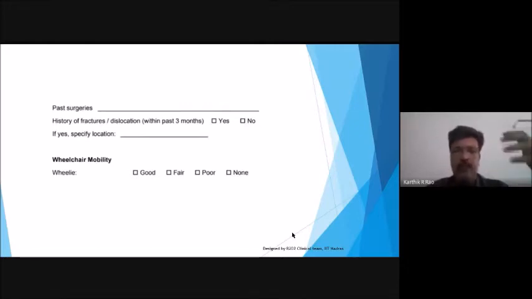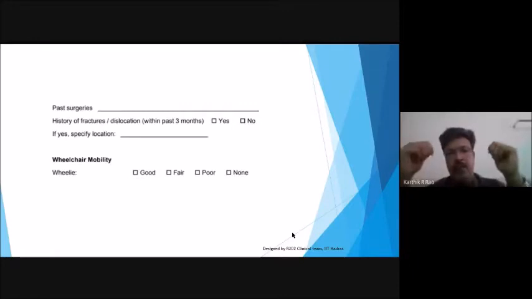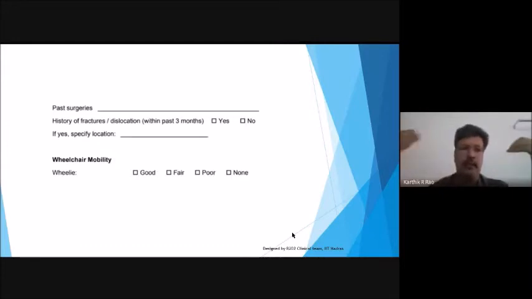So good means they're able to do the wheelie and they're able to rotate. Okay, so they're able to do both at the same time. Fair means they're able to hold the wheelie and lift the front part, but they're not able to rotate, so that would be fair. And if it is poor, it means they're able to momentarily lift it as if they're trying to cross a curb. So that would be a poor indication. And none is they're not able to do the wheelie. So we're trying to grade them based on this, because this will have an impact on the use of the wheelchair as well.